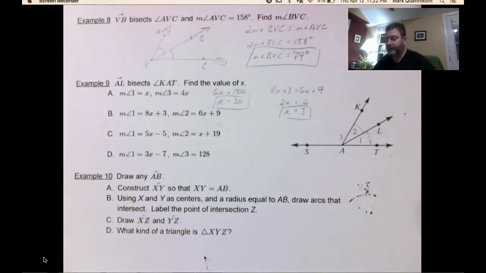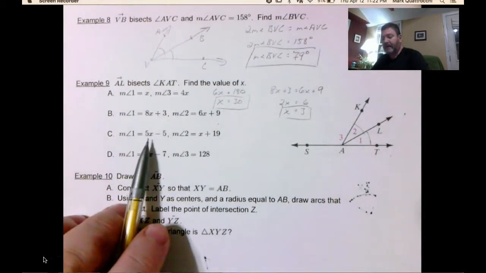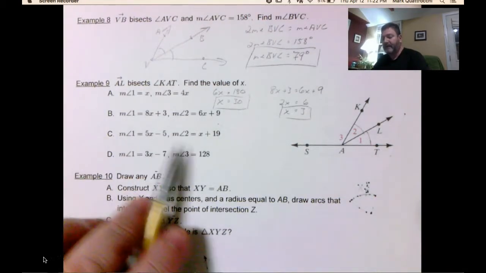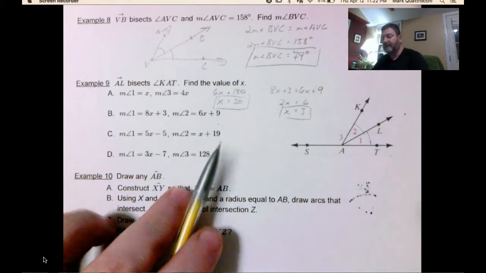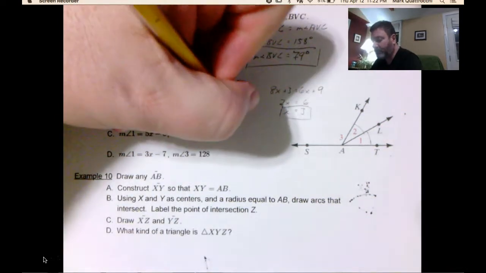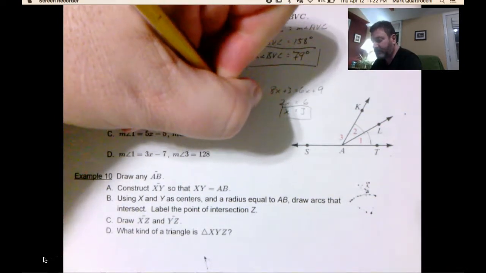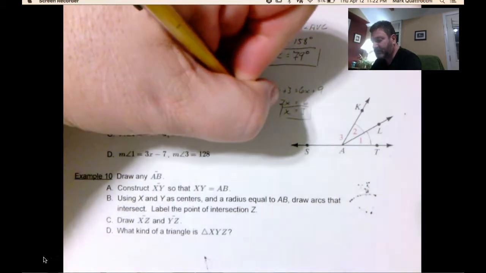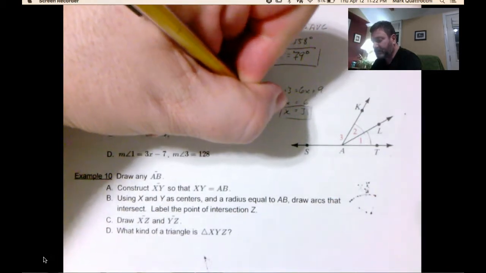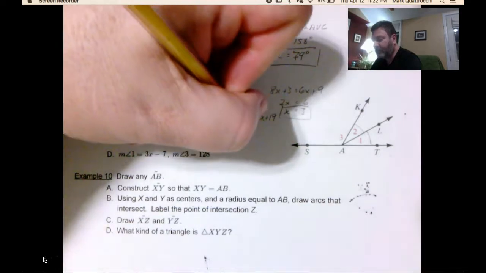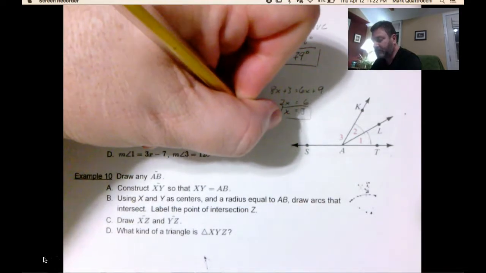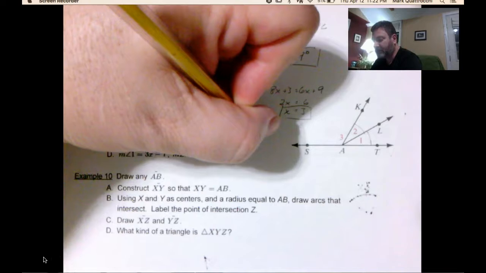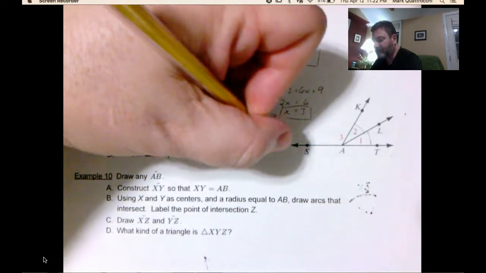There's part B. Part C, angle 1 is 5x minus 5. Angle 2 is x plus 19. Again, they're equal. 5x minus 5 equals x plus 19. 4x equals 24. X equals 6.